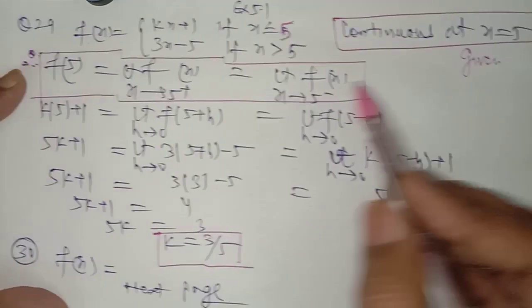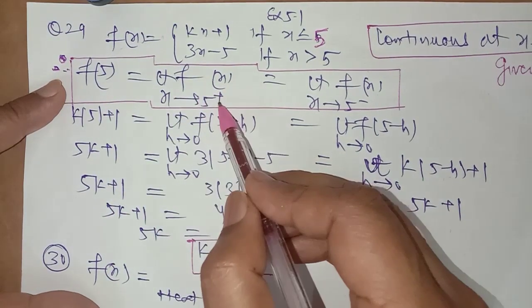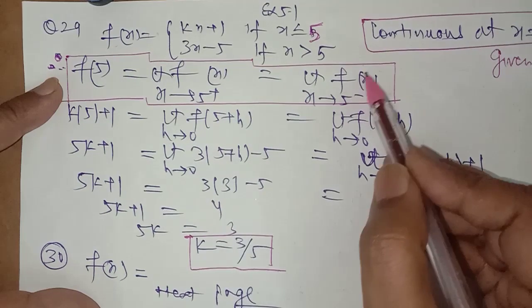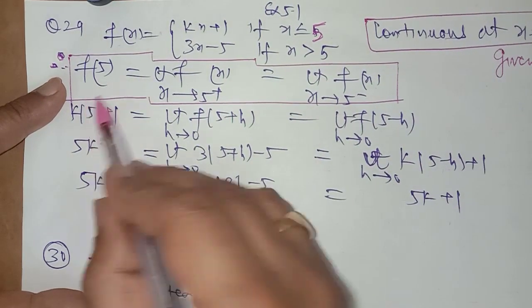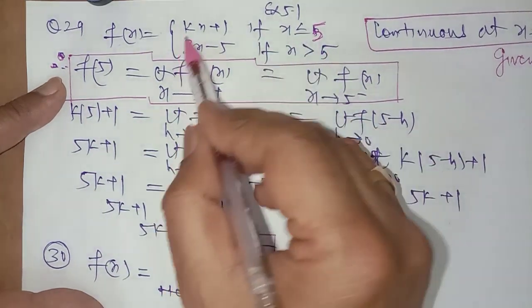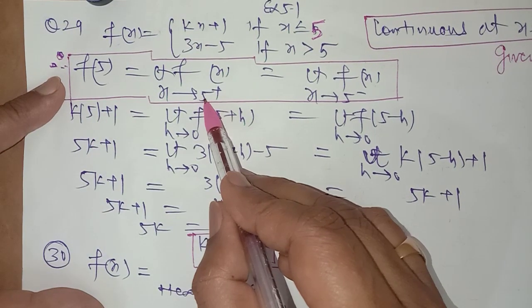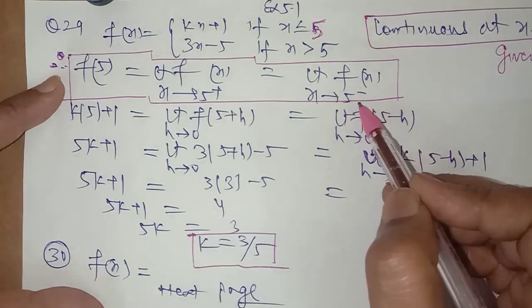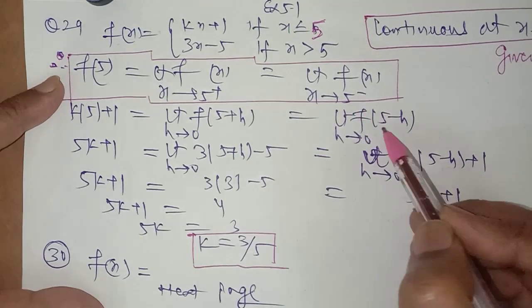As usual, we put the value of the function at 5, the right hand limit at 5 (5 positive), and the left hand limit at 5 (5 negative). They are all equal to each other. f(5) means x equal to 5, so we'll use this function to replace x by 5 here. For the right hand limit at 5, we write 5 plus h. For the left hand limit at 5, we write 5 minus h.